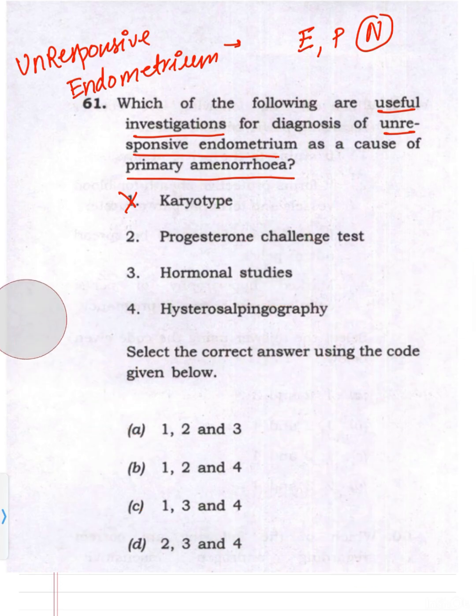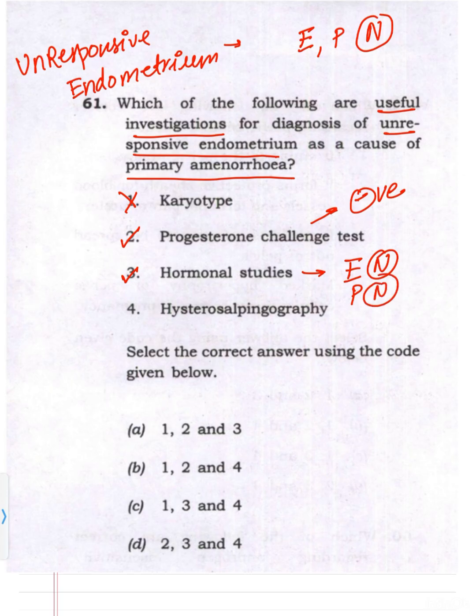Coming to the second option, the progesterone challenge test, yes, it is important, because in the case of unresponsive endometrium, the progesterone challenge test will be negative. Third is hormonal studies. It is important because in hormonal studies, we will come to know that estrogen is normal and progesterone is normal. Everything like your FSH and LH is normal. In hysterosalpingography, yes, it is done so that you can find out the anatomy. So the correct option will be 2, 3 and 4. The karyotyping has no role in making the diagnosis of unresponsive endometrium.